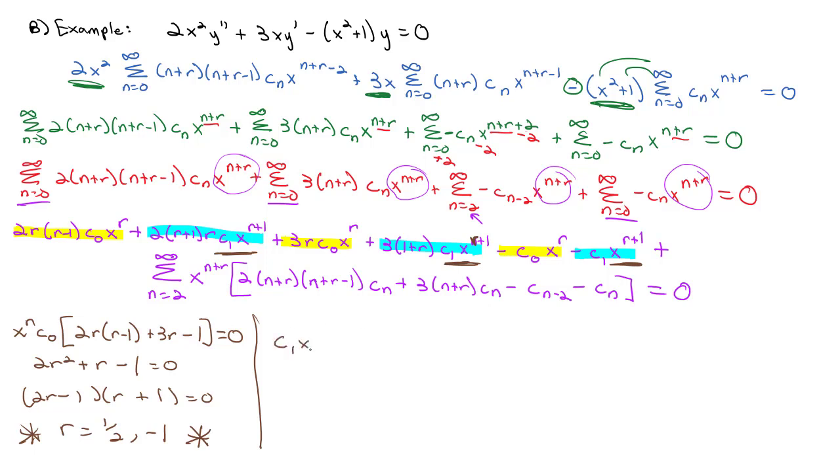If we factor out the c sub 1 x to the r plus 1, what's left is 2 times r plus 1 times r, plus 3 times r plus 1 minus 1. Since we've already set what r is equal to in the first indicial equation, we can't set r to make this equal to 0. We can't set x because x can vary within the radius of convergence, so the only possibility that exists is c sub 1 equals 0, which means you can kind of guess what's going to happen: all the odd terms are going to go to 0.